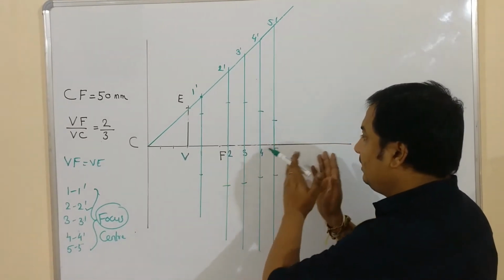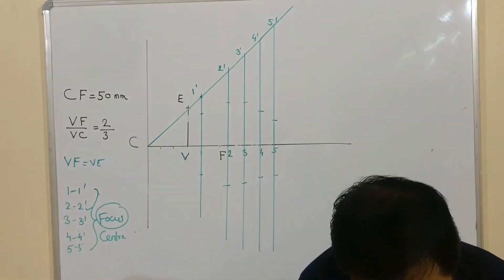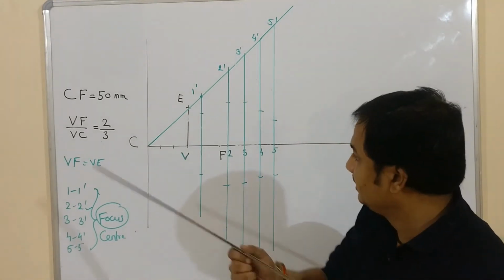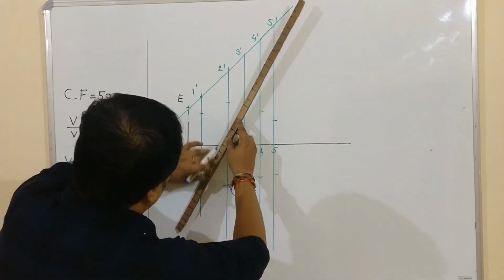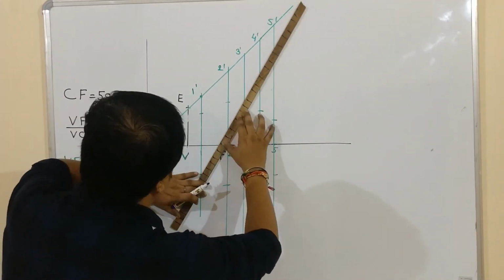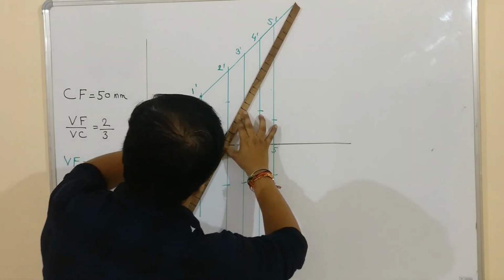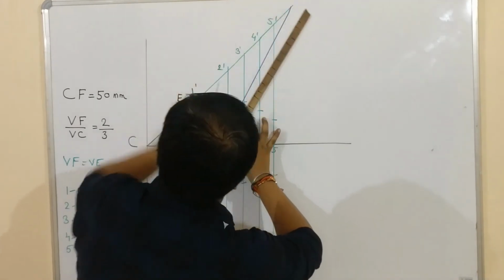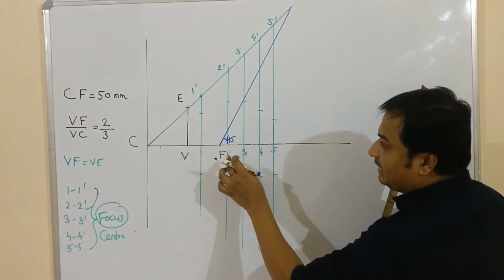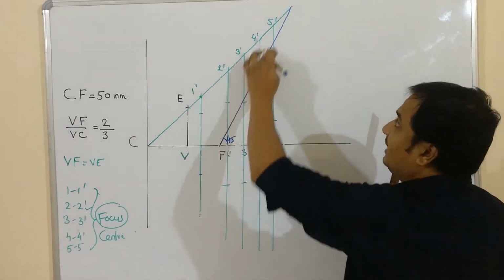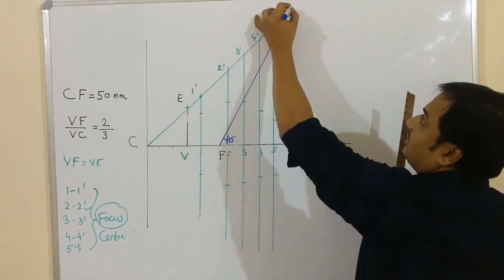So to locate the end point, what will we do? We will be applying a trick, and the trick is, from the focus we have to draw a line of 45 degree. So this is a line of 45 degree from the focus. That line is going to intersect this C line at some point. Let's suppose it is cutting at this point.